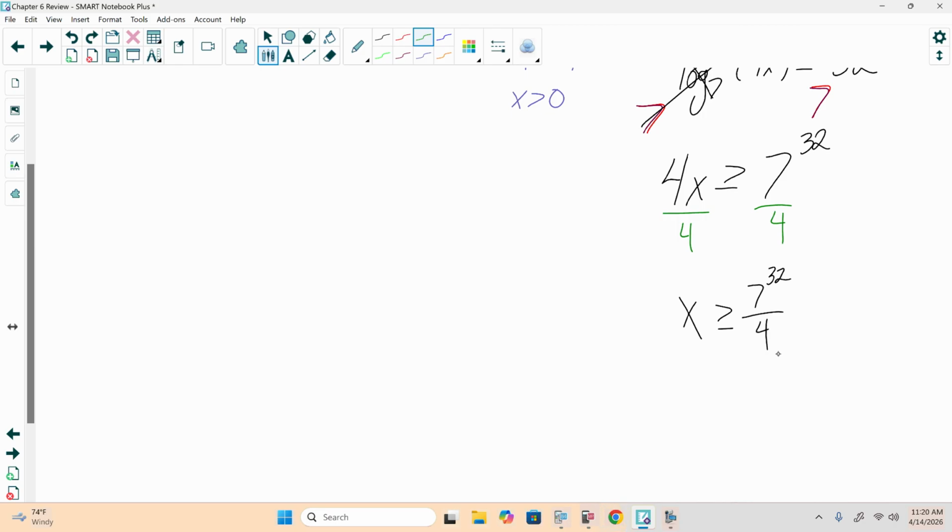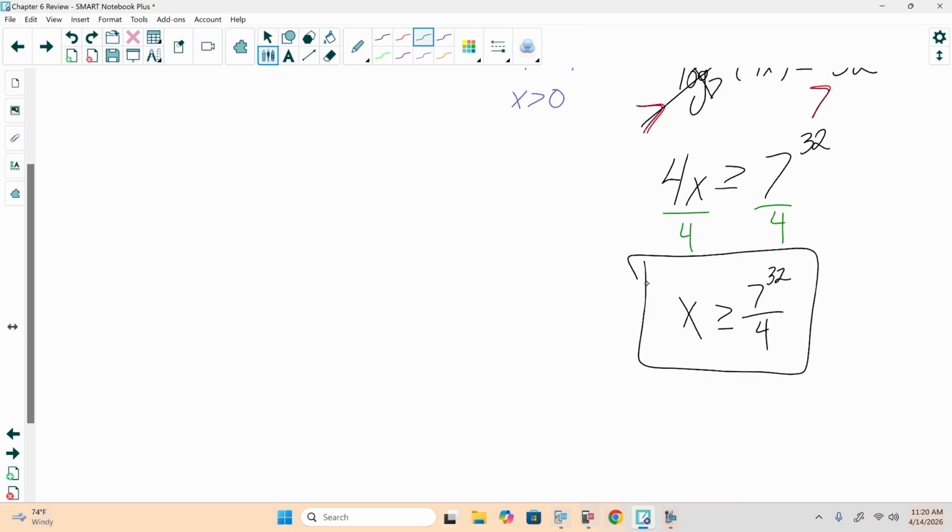Questions on how we got here? Is 0 bigger than 7 to the 32nd over 4? No, that's going to be a massively large number, and we're just saying we got numbers bigger than it. Since the restriction does not come into play, we don't have to add it back in. Questions on number 60?